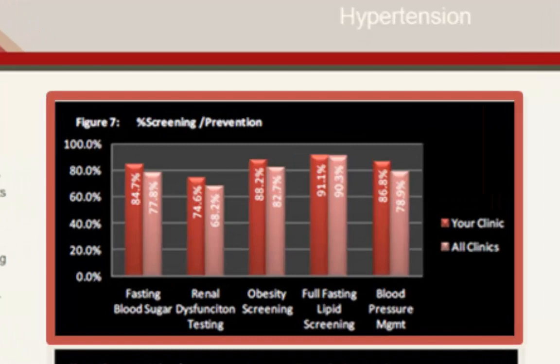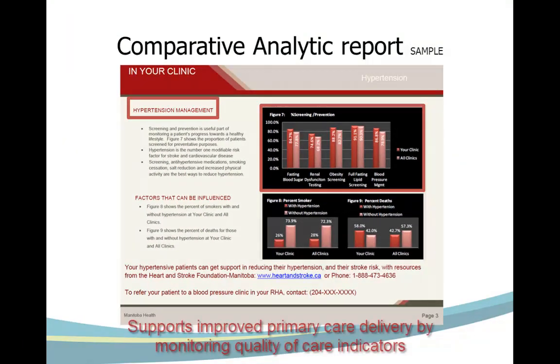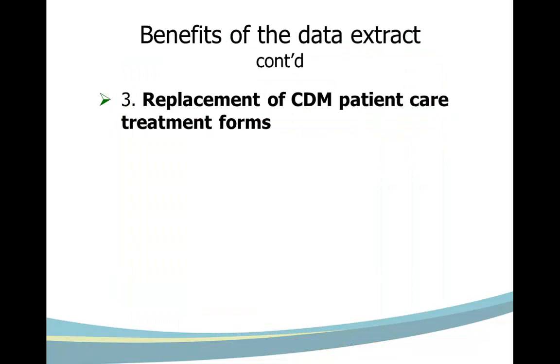Figure 7 shows the proportion of patients screened for preventative purposes broken down by fasting blood sugar, renal dysfunction testing, obesity screening, full fasting lipid screening, and blood pressure management. Again, you can clearly see the comparison in numbers of patients between the individual clinic and the rest of the repository. This is a great example of how continuing to submit data extracts supports improved primary care delivery by monitoring quality of care indicators. The third benefit we believe to be the key benefit for most clinics.